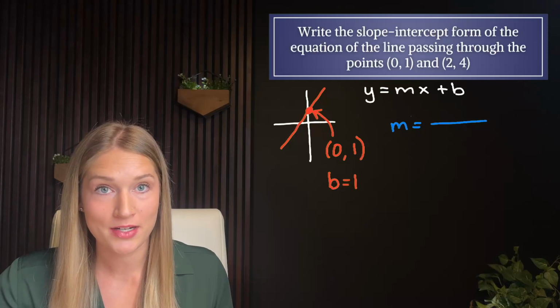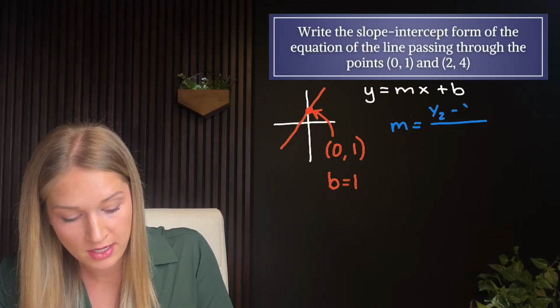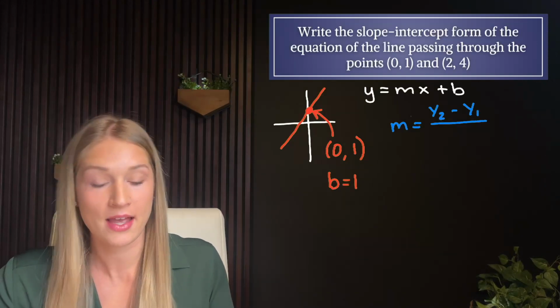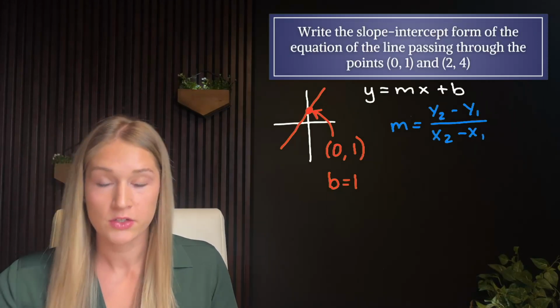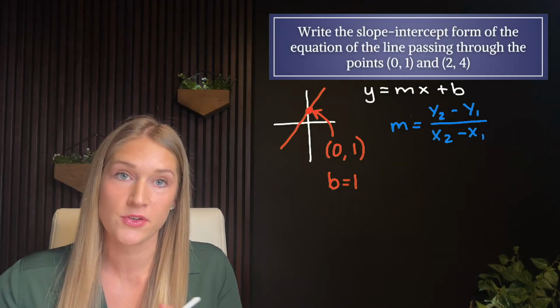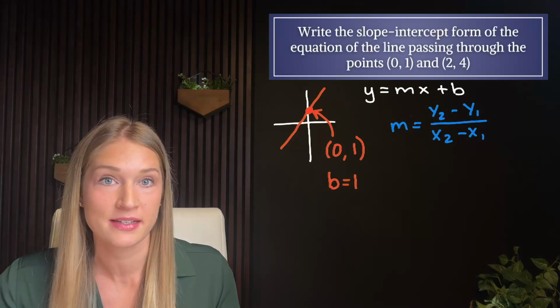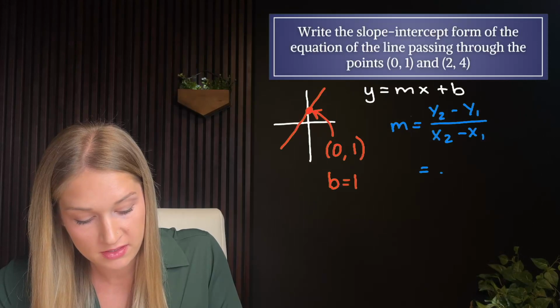So I'm going to subtract my y's. I'll start with my second y, and then I'll subtract the first one. Since I decided I'm starting with the second y, I have to start with the second x on the bottom. You could start with your 1's, you could start with the first y, but then on the bottom you would have to start with the first x. So we have to be consistent. So I'll go ahead and plug my values into my formula.